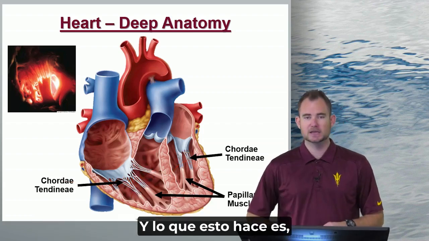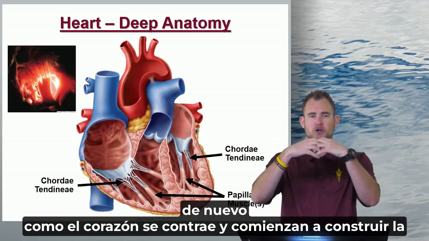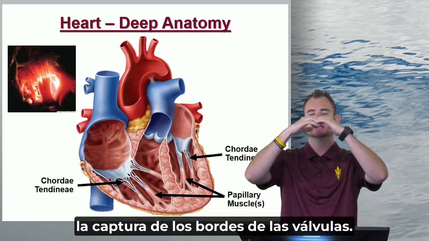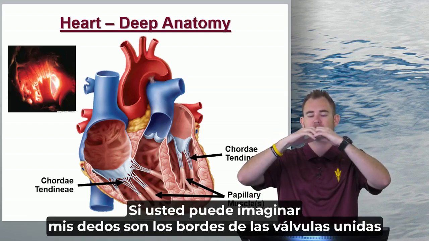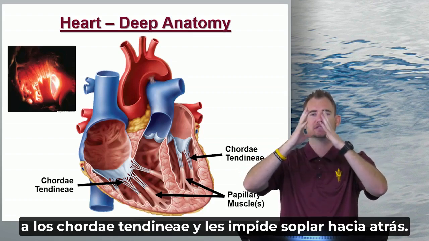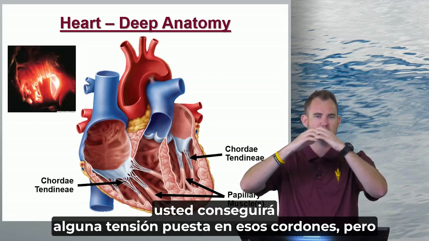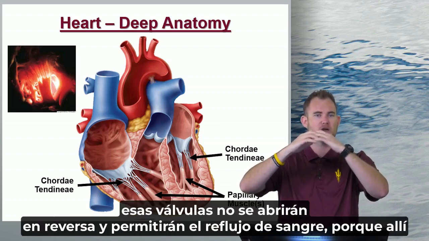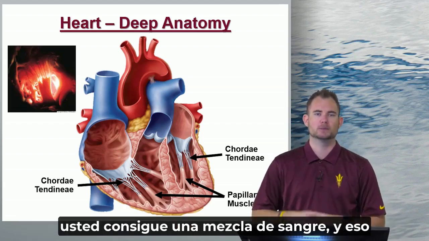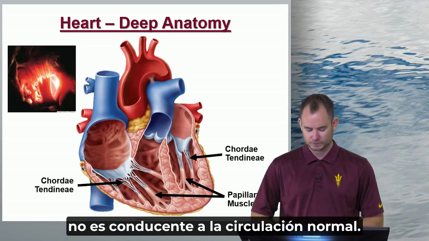And what this does is, again, as the heart contracts and they start building pressure, it prevents those valves from ballooning up and prolapsing by catching the edges of those valves. If you can imagine my fingers being the edges of the valves attached to those chordae tendineae, and prevents them from blowing back. So because those cords are there, yeah, you'll get some strain put on those cords, but those valves won't blow open in reverse and allow the backflow of blood, because there you get a mixing of blood, and that's not conducive to normal circulation.